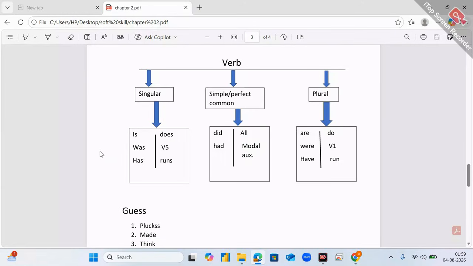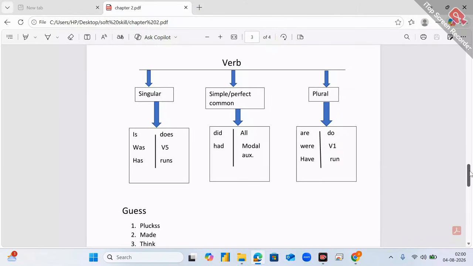Next is singular and plural. Is is there in singular, so are is there in plural. Was is there in singular, so were is there in plural. Has is there in the singular format of verb, so have is there in the plural form. Here V1 comes, that is the main form, which we have seen, go. That is the V1.